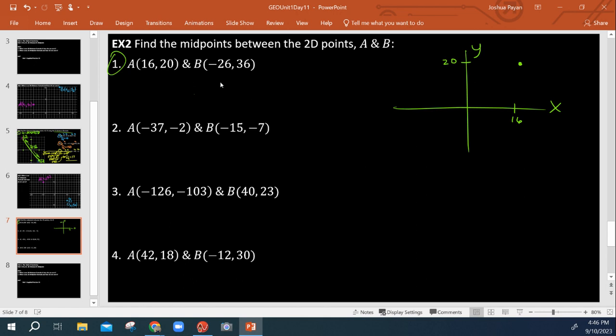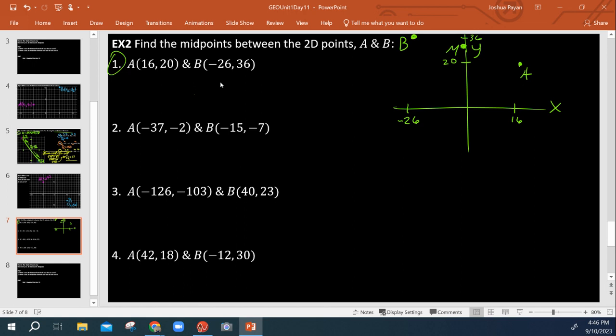So there's point A, right? And point B is at negative 26 by positive 36, so a bit higher. So we'll say 36 is there, right? And negative 26 we'll say is about right here. Okay, so there's point B, here's point A, right? We're looking for the midpoint. Somewhere in here is our midpoint, right?